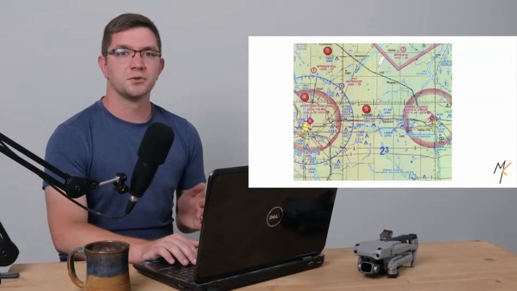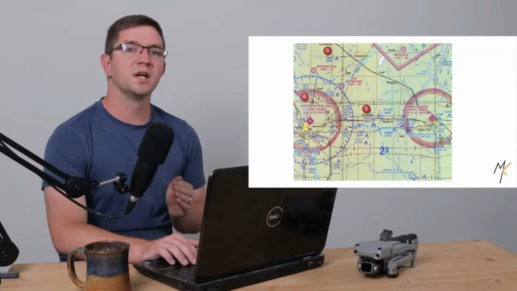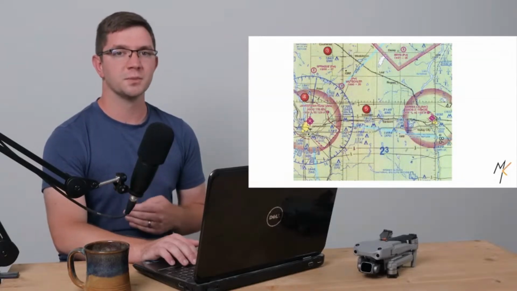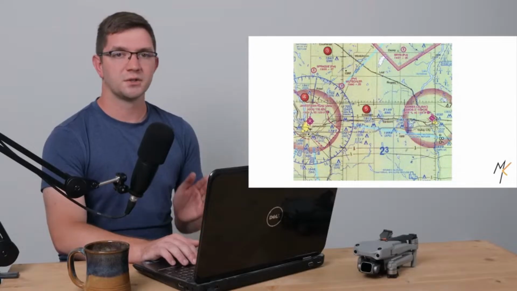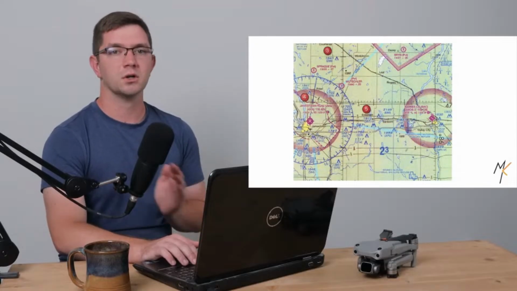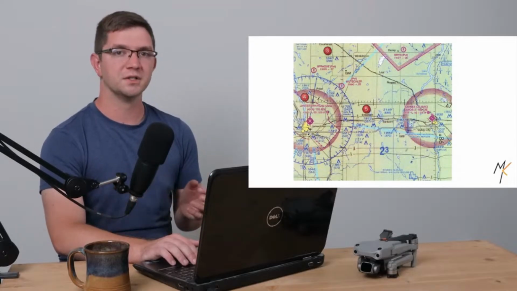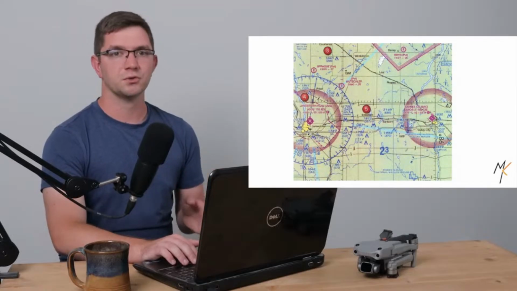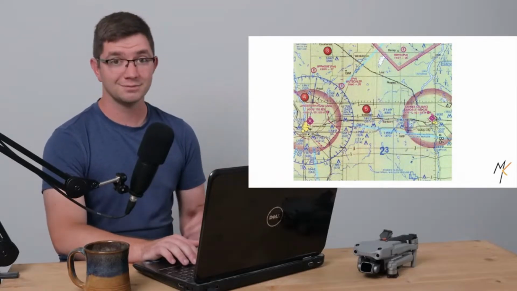Anytime you see the sectional chart appear like this, it's going to indicate that it is uncontrolled airspace. But let's break down sectional charts a bit more now, because there are some other components that you're going to need to look out for besides controlled airspace on a sectional chart.